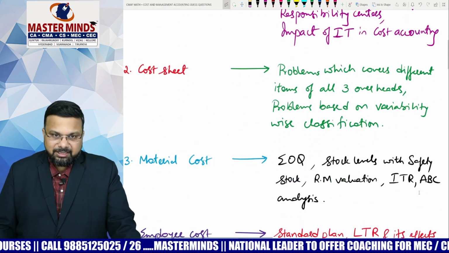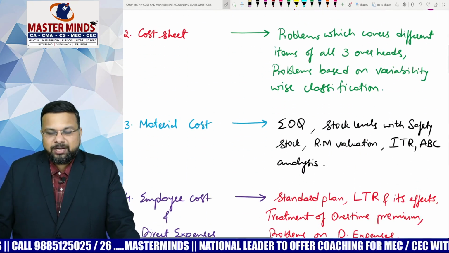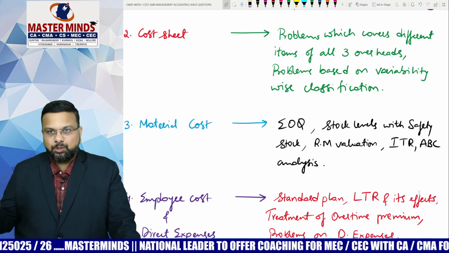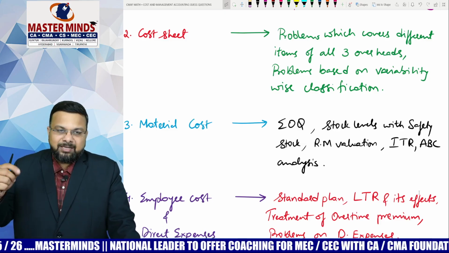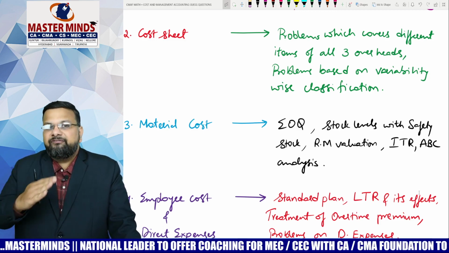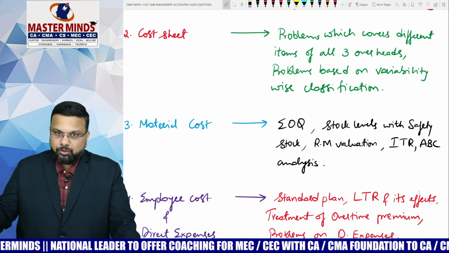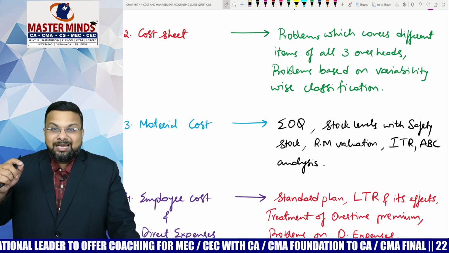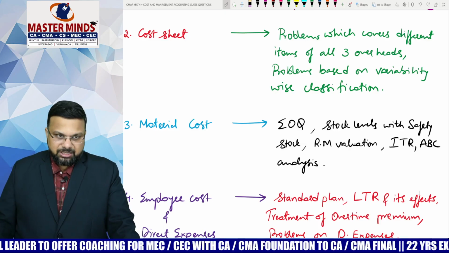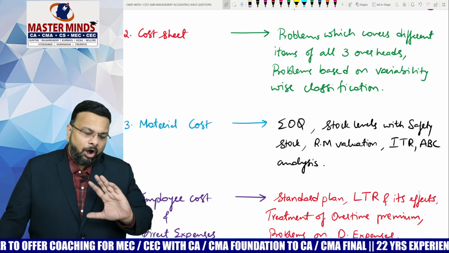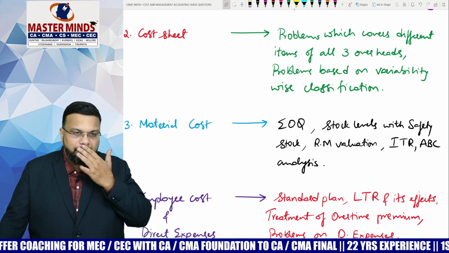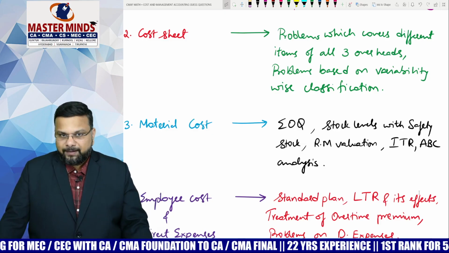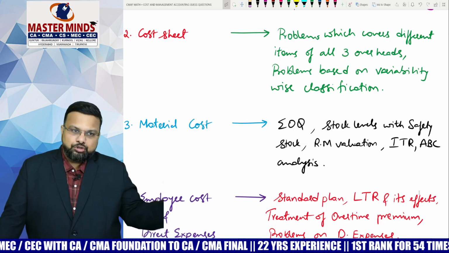Next chapter is cost sheet. When it comes to cost sheet, we don't have multiple models, just focus on two kinds of problems. One where you have different items that are to be classified into different overheads and you need to prepare the cost sheet. Then also focus on problems based on variability-wise classification. Generally cost sheet is all about function-wise classification, but there may be one or two problems where you need to use variability-wise classification also. These are the two types of problems you should focus on.